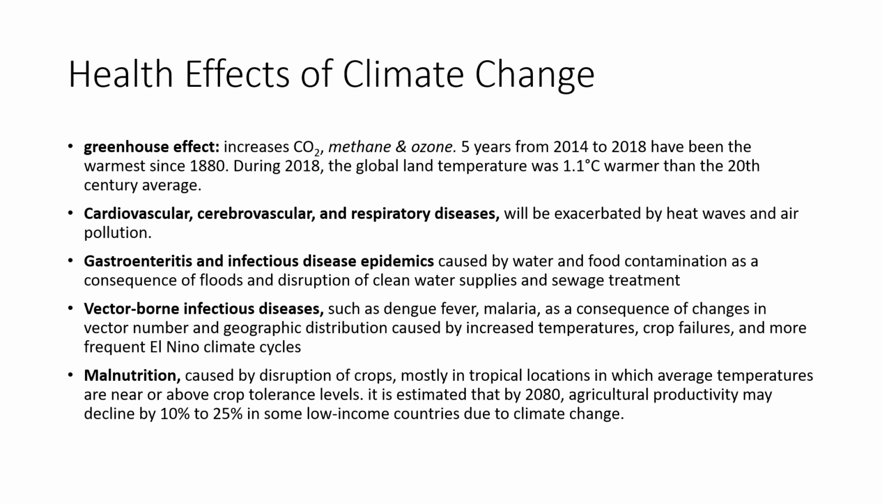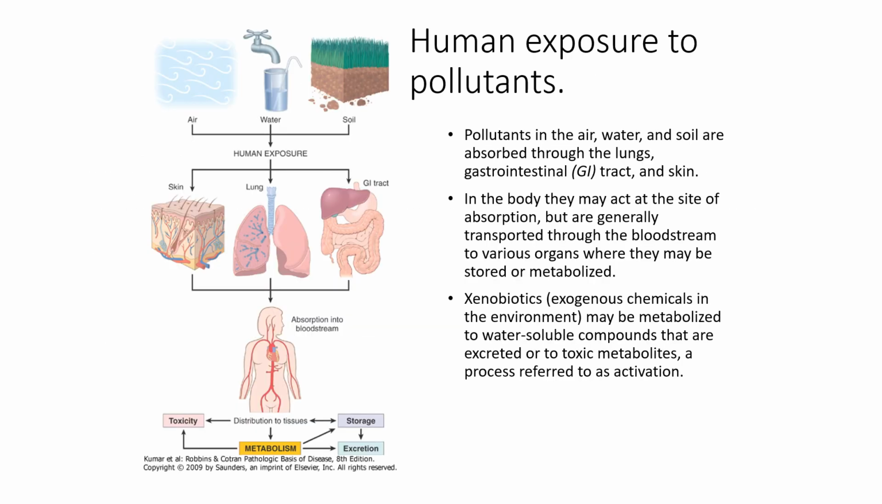And lastly, malnutrition caused by disruption of crops, mostly in tropical locations in which average temperatures are near or above crop tolerance levels. Pollutants in the air, water, and soil are absorbed through the lungs, the GI tract, and skin. In the body, they may act at the site of absorption, but are generally transported through the bloodstream to various organs where they may be stored or metabolized.